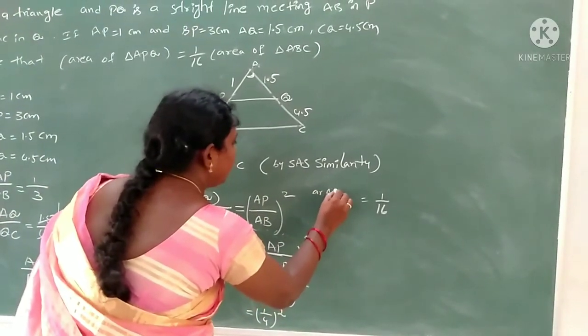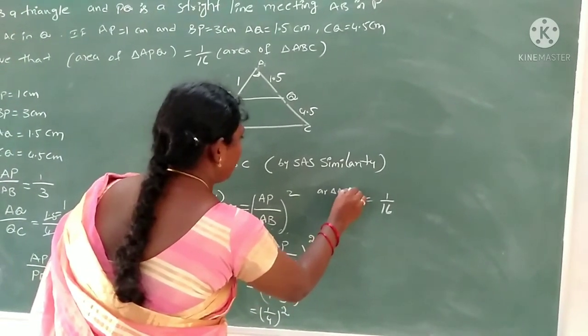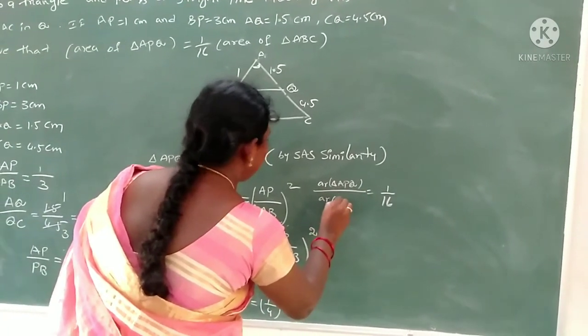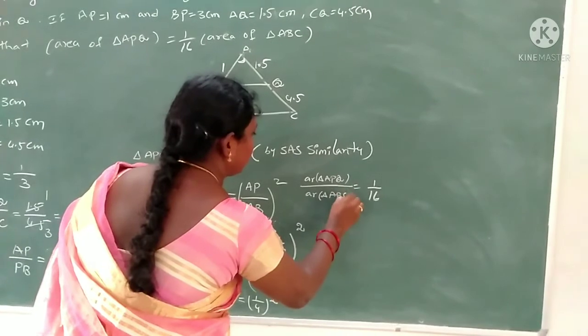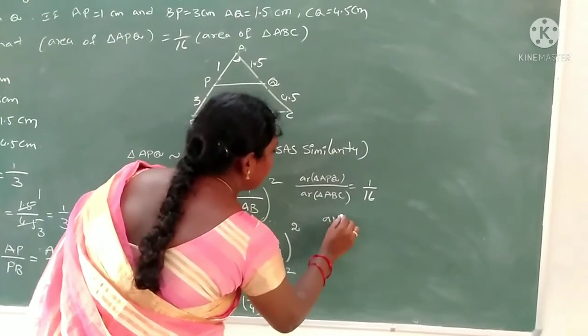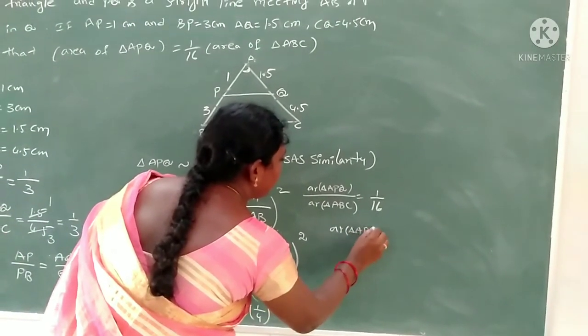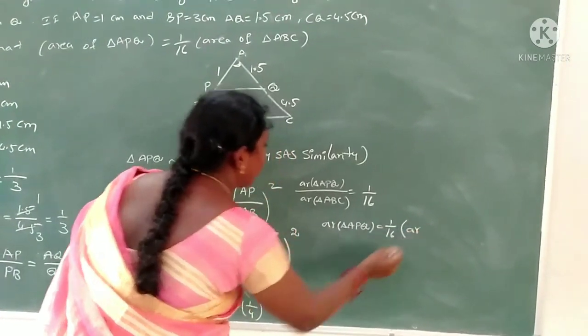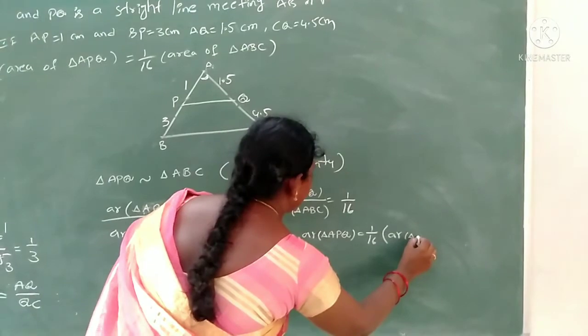Area of triangle APQ by area of triangle ABC. So we write that area of triangle APQ equal to 1 by 16 into area of triangle ABC.